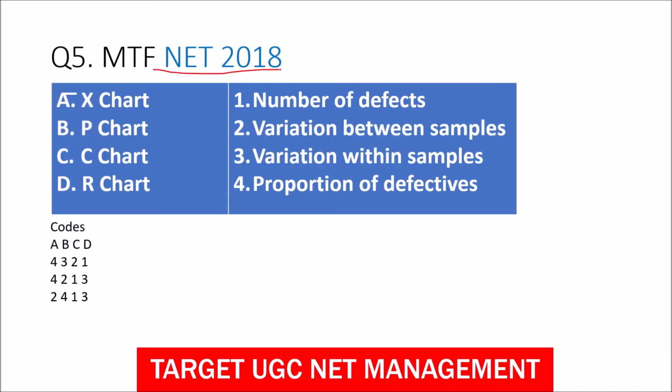This question was asked in NET 2018. X bar chart is variations between samples. Always remember that C chart is related to number of defects, and if you look at the options, C1, and X bar chart is related to variations between samples, and P chart is related to proportion of defectives, and R chart is related to variations within samples.